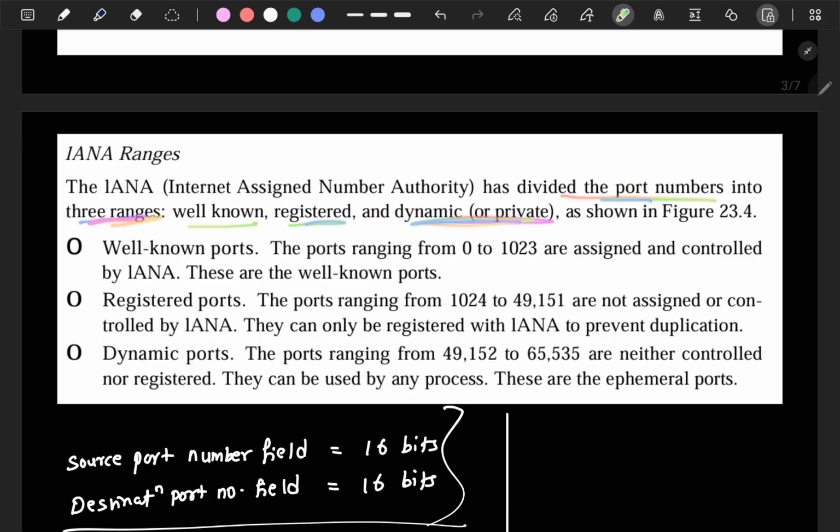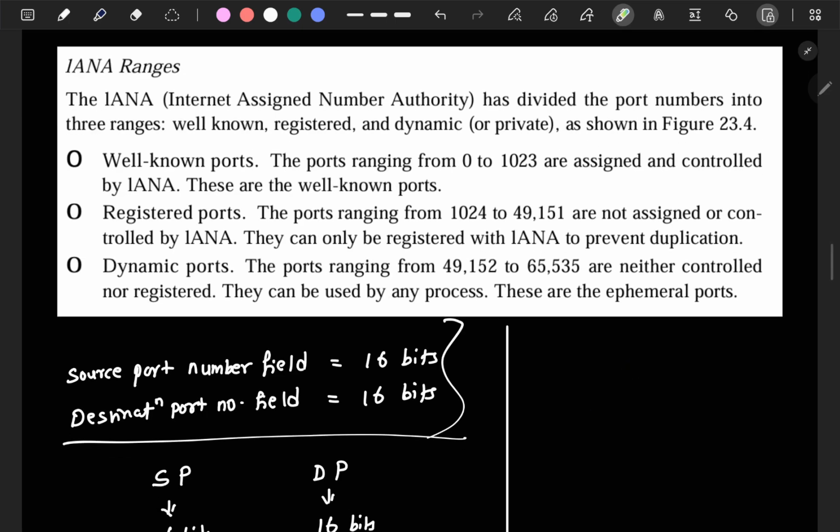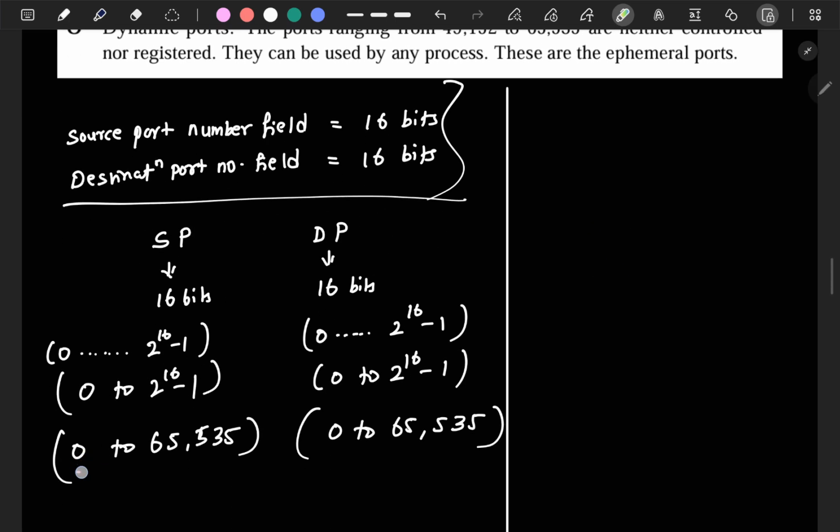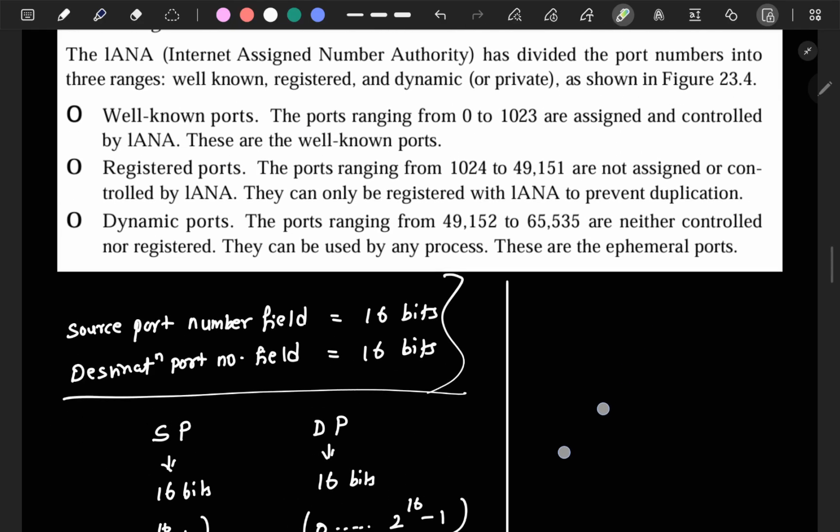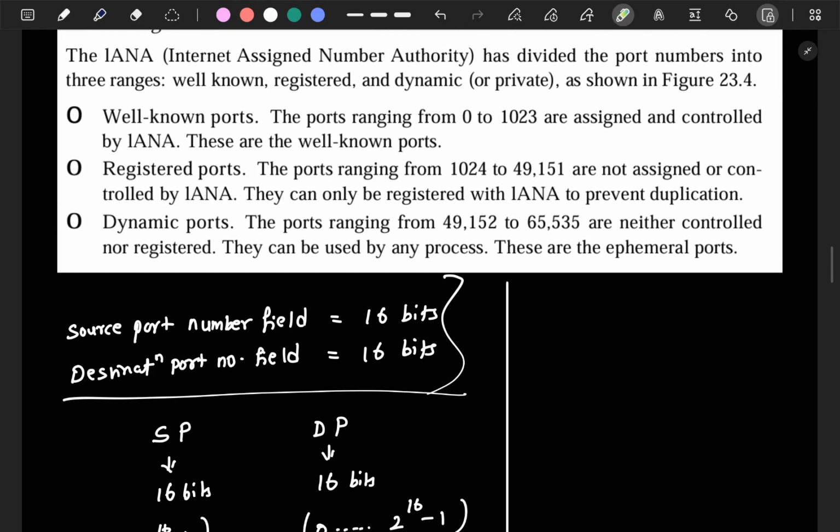Among the total port numbers we have, 0 to 65,535, this is categorized into three parts: well-known ports, registered ports, and dynamic ports, right? Now, what they are saying is that 0 to 1023 is assigned to well-known port numbers. What is the meaning of this? This is assigned to well-known services.